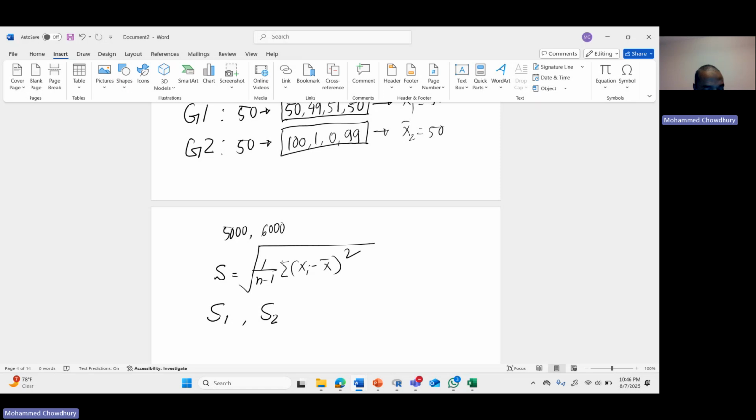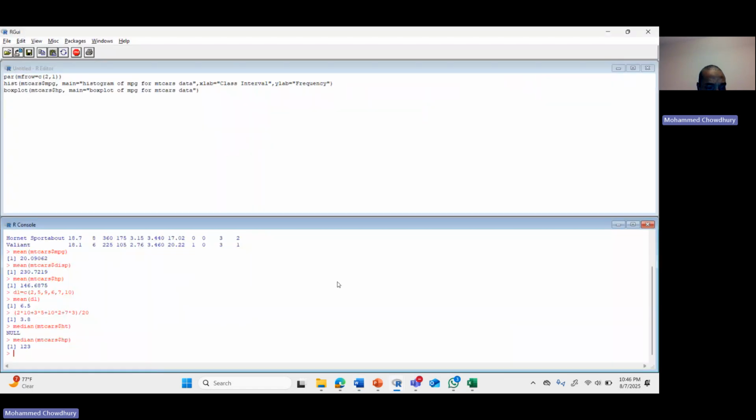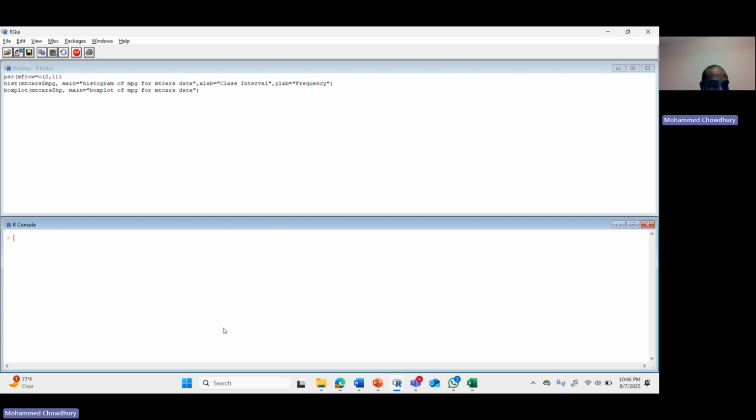Okay, now let me take you to the Excel and R, and we want to compute this small example very quickly. Control L, everything clear. So now go to the group 1, Z1. I have data which is 50, 49, 51, and 50. This is the first group of data, and then Z2, which is the second group of data.